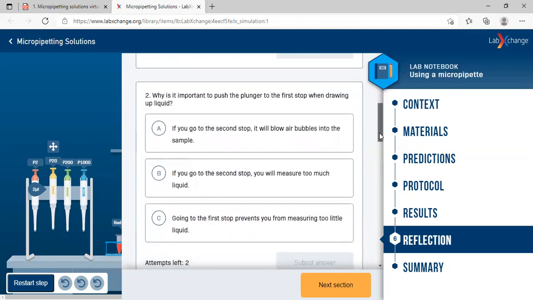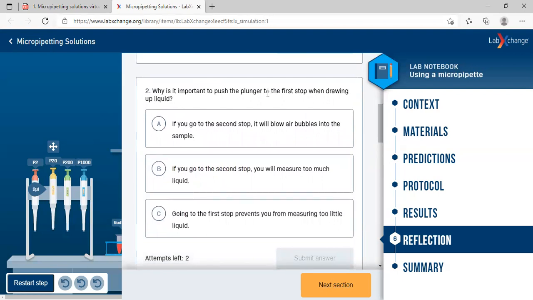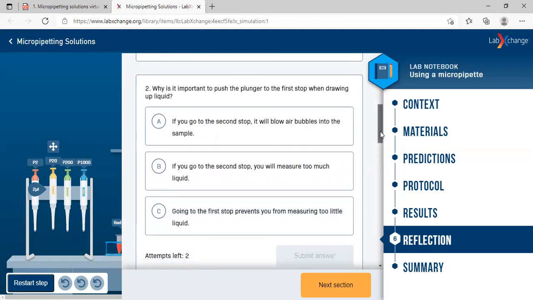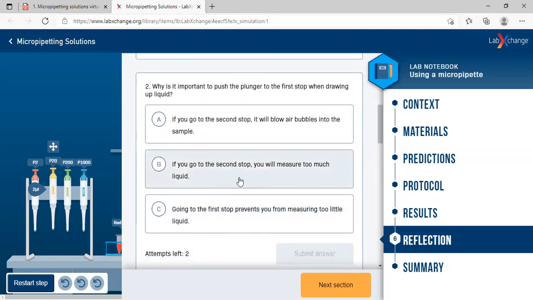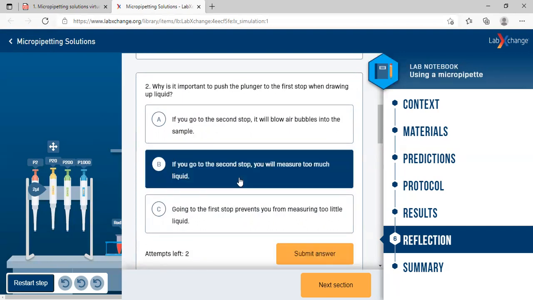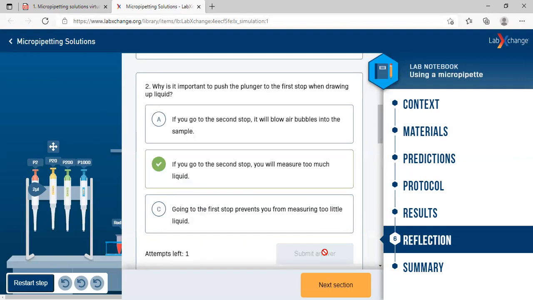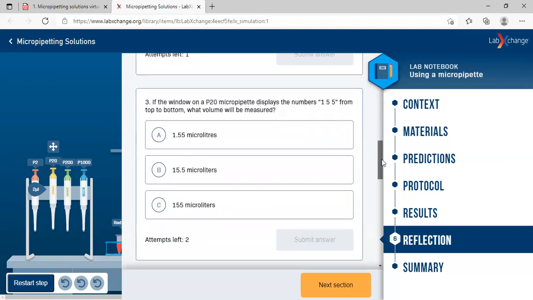Question number 2. Why is it important to push the plunger to the first stop when drawing up liquid? If you go to the second stop, it will blow air bubbles into the sample. If you go to the second stop, it will measure too much liquid. Going to the first stop prevents you from measuring too little liquid. Well, if you go to the second stop, you will obviously measure too much liquid rather than just stopping at the first. So I believe it's this. Yep.